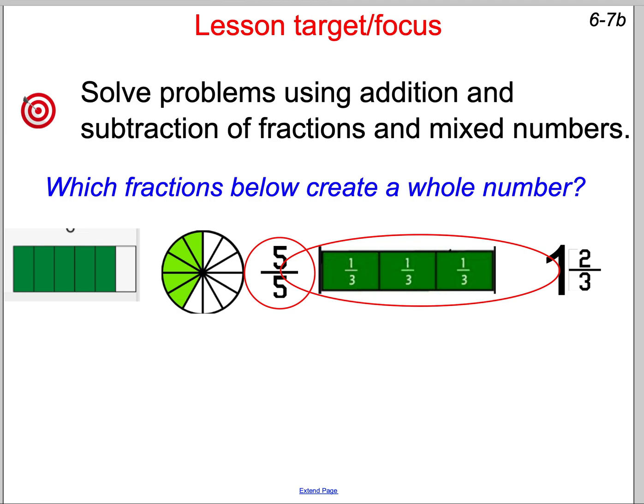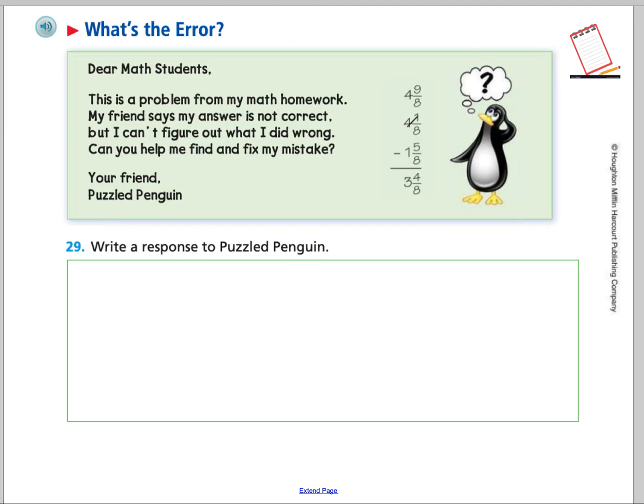Now we're going to go to Puzzle Penguin. And this comes from our textbook in the Houghton Mifflin Harcourt for 6-6. So he asks us, this is a problem for my math homework. My friend says my answer is not correct, but I can't figure out what I did wrong. Can you help me find my mistake?